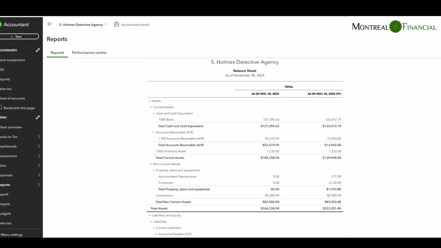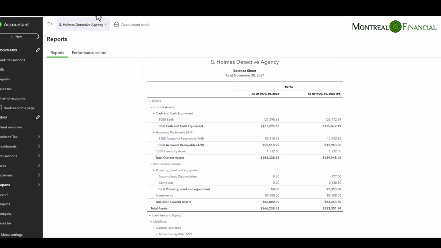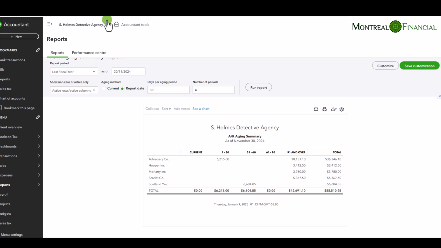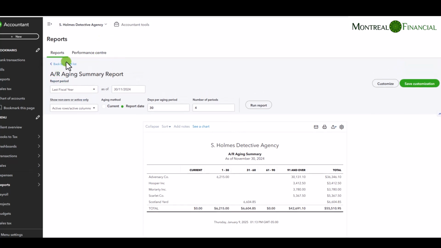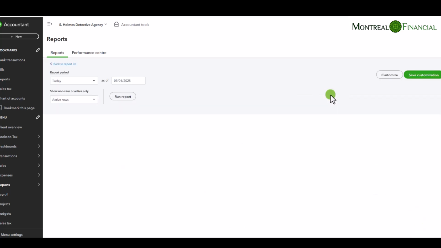Okay, so let's go back to the balance sheet. The next item, I have an inventory asset of $1,532. In this case, this was added without going through the inventory subledger, so nothing will show up here. But if you are using inventory in your accounting software in QuickBooks, there is a report that you can go to. So let's go back to the report list over here, and then you can simply type in inventory, and the report that I'm interested in would be the inventory valuation summary.